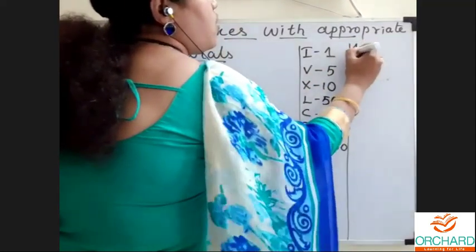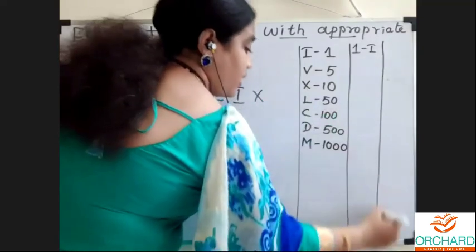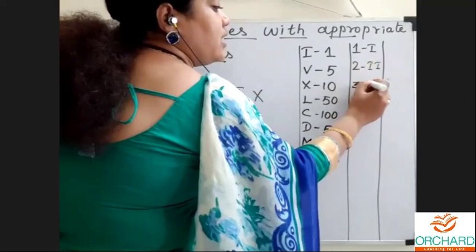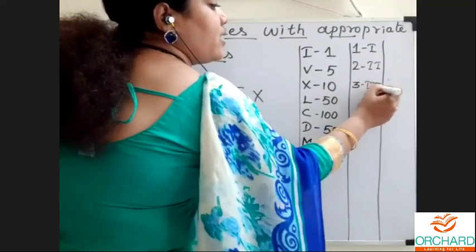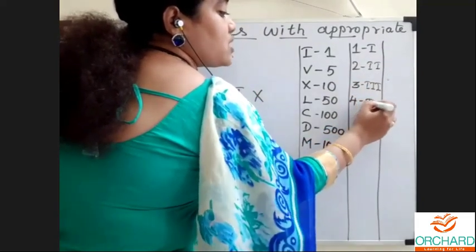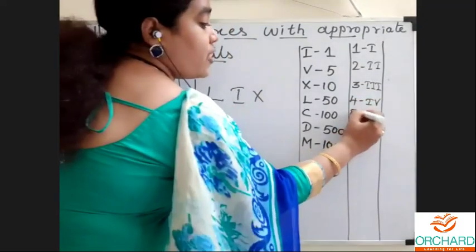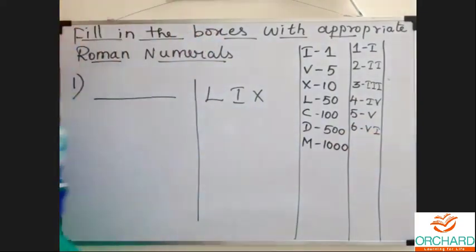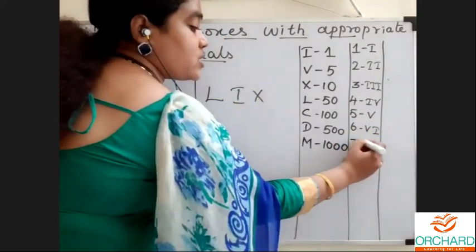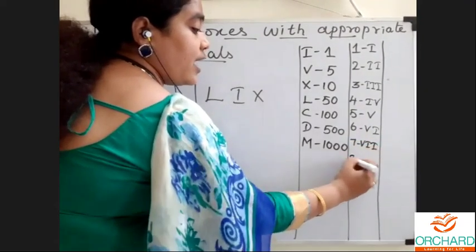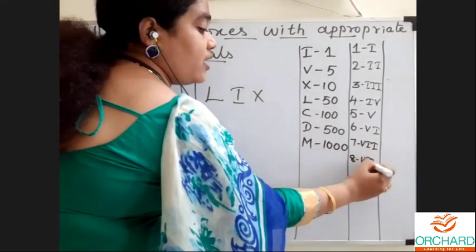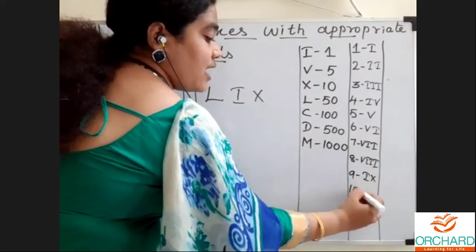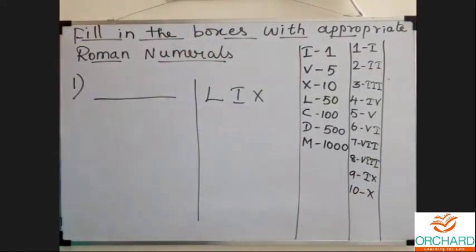The next one is 1 can be expressed as I, 2 can be expressed as II, 3 can be expressed as III, 4 can be expressed as IV, 5 can be expressed as V, 6 can be expressed as VI, 7 can be expressed as VII, 8 can be expressed as VIII, 9 can be expressed as IX, and 10 can be expressed as X.